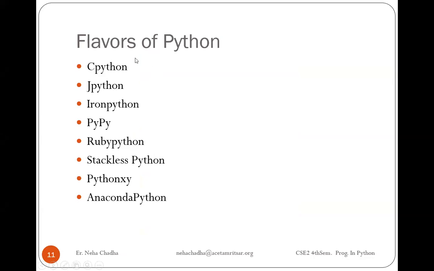As I have told you, this is extensible. Extensible means it can be extended into various forms, that is, extended with other languages. These are the languages by which we can extend our Python. These are called the flavors of Python. Firstly, CPython, that is, we can use Python along with our C program. Then JPython, that is Java Python. IronPython, that is the .NET framework with Python. PyPy, that is Python with Python. RubyPython is there. Stackless Python is there. PythonXY is there. Anaconda Python is there. These are all the flavors of Python, that is, merging of Python with other languages.